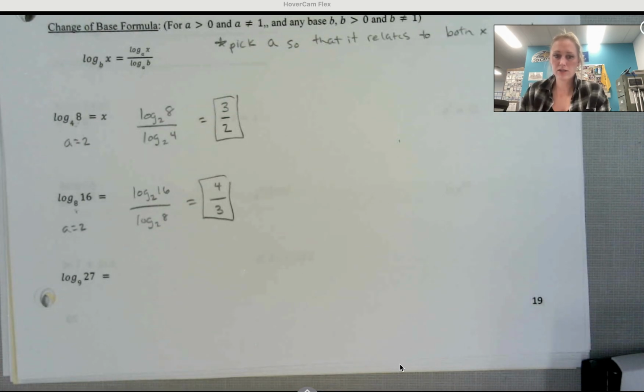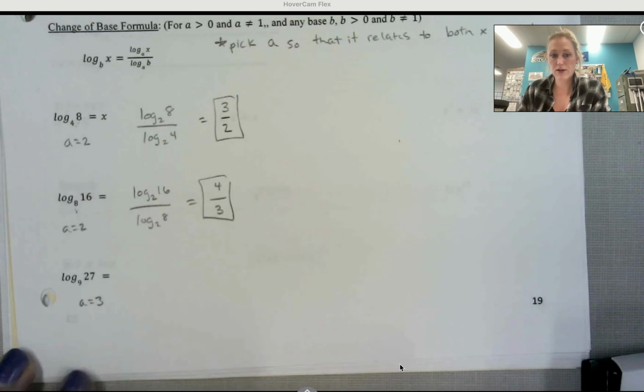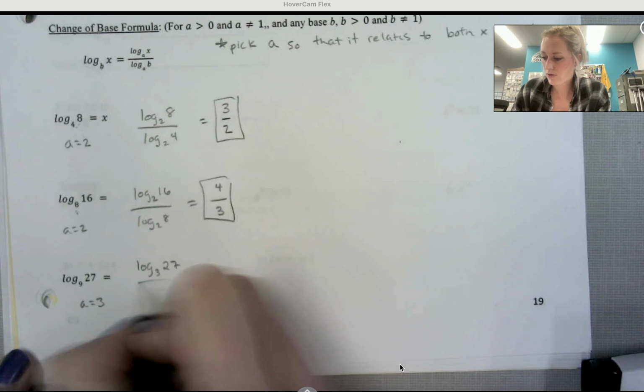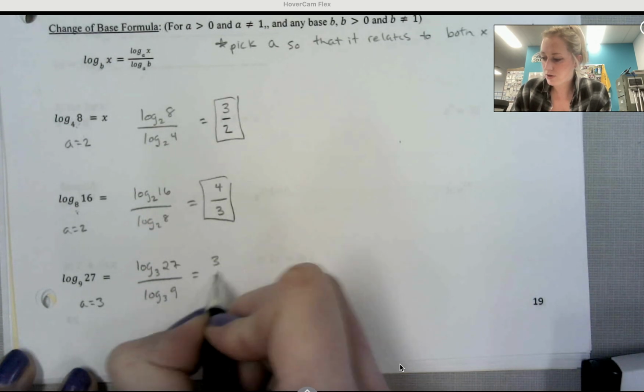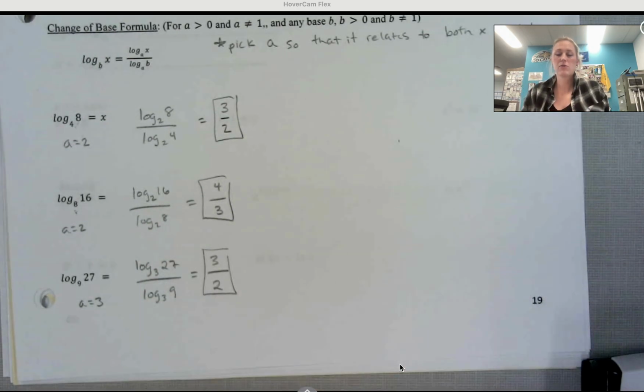Okay, 9 and 27: a value that relates to both of those exponentially would be 3. So we have log base 3 of 27 over log base 3 of 9. 3 to the 3rd is 27, 3 squared is 9. So that's how we evaluate that without a calculator.